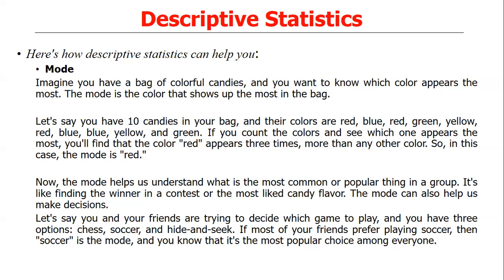The mode can also help us make decisions. So these are the interpretations of the mode. Example, let's say you and your friends are trying to decide which game to play. And you have 3 options: chess, soccer, and hide and seek. If most of your friends prefer playing soccer, then soccer is the mode. Why? It's because most of your friends prefer playing soccer, and you know that is the most popular choice among everyone. So that is the interpretation for the mode.